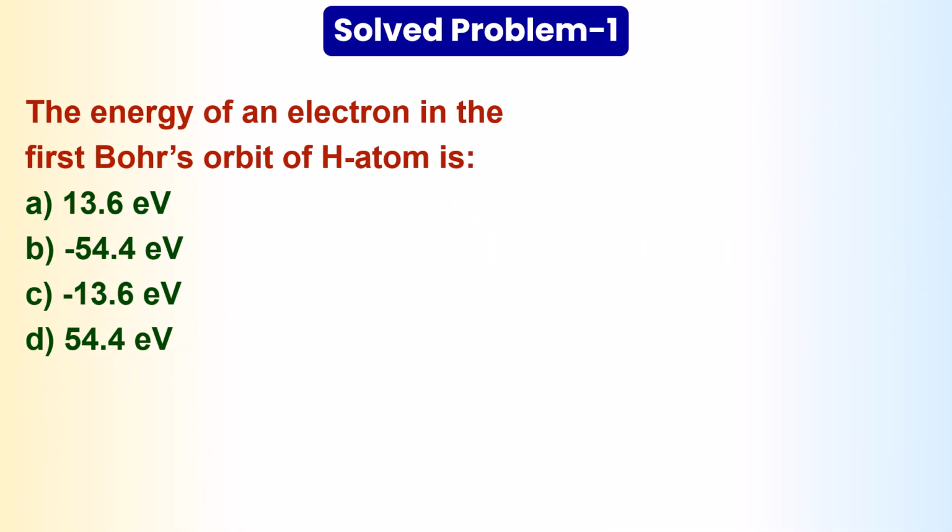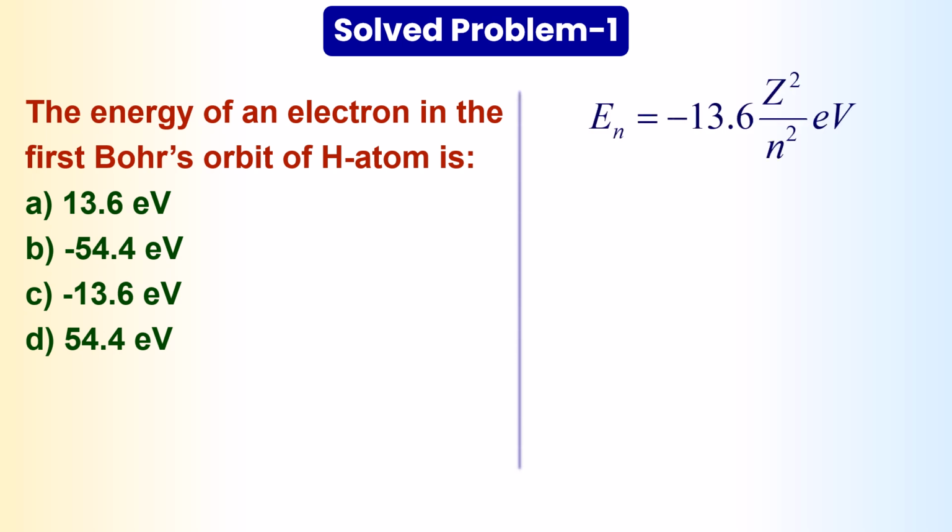Let us solve this problem using the shortcut formula. We have to find out the energy of an electron in the first Bohr's orbit of hydrogen atom. As already we have seen, the shortcut formula for the energy of an electron in the nth Bohr's orbit is given by En is equal to minus 13.6 Z square divided by n square electron volts. And for a hydrogen atom, the atomic number Z is equal to 1. Since the electron is in the first Bohr's orbit, the principal quantum number n is equal to 1.